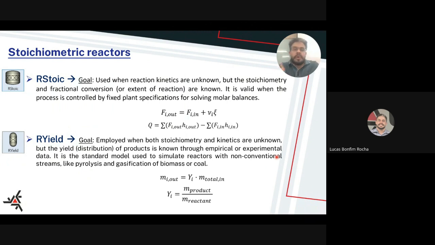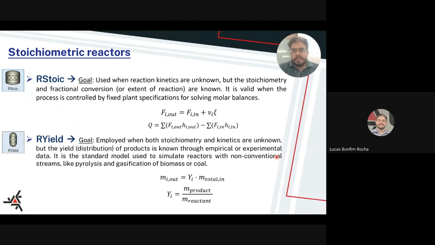So the goal of using an R-Stoic model in Aspen Plus is when we are trying to simulate a process when the reaction kinetics are unknown. Okay, so we are not considering the kinetics here. And in this case, the volume is not a variable that we can try to get as a response. Okay, we need to inform this value here, and so we can use this model for projecting, for designing reactors.